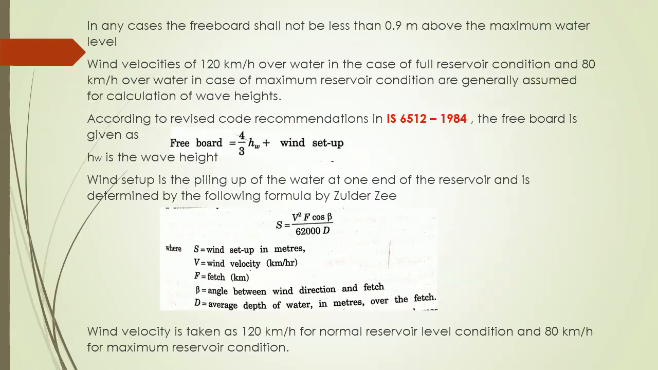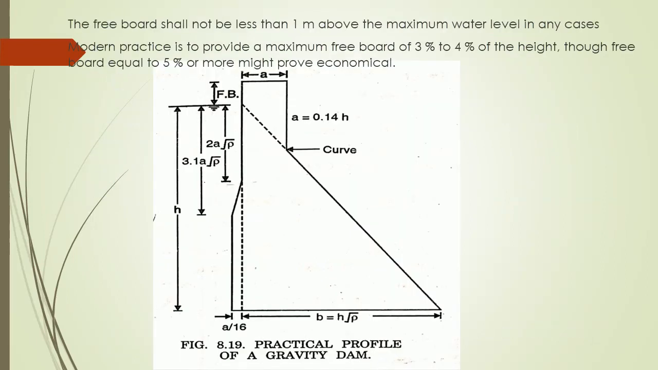According to revised code recommendations in IS 6512-1984, the freeboard calculation is given here. Wind velocity is taken as 120 km per hour for normal reservoir level condition and 80 km per hour for maximum reservoir condition in the case of revised code recommendations. The freeboard shall not be less than 1 m above the maximum water level in any case. Modern practice is to provide a maximum freeboard of 3% to 4% of the height, though freeboard equal to 5% or more might prove economical.